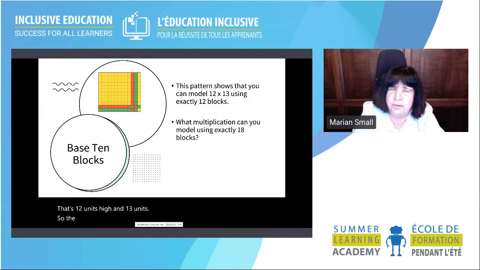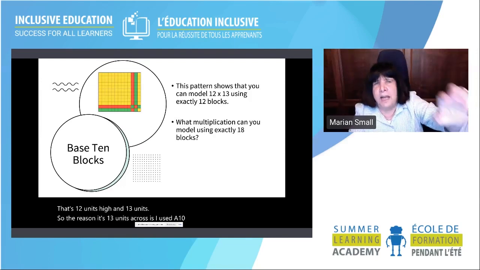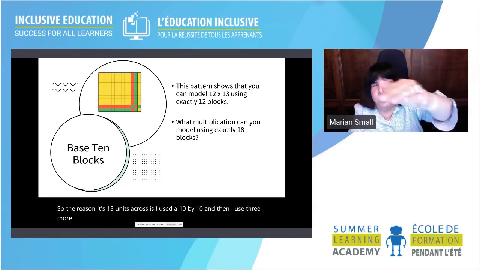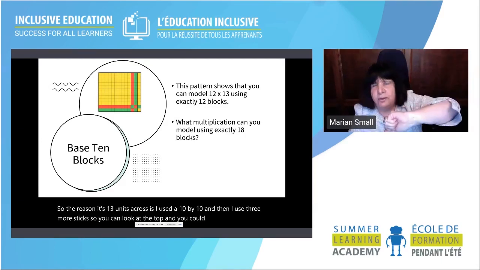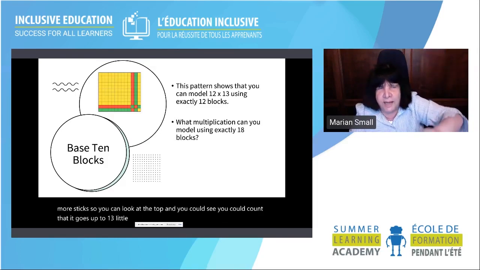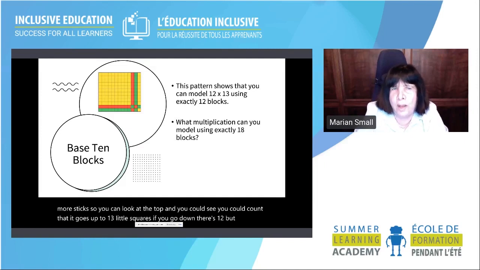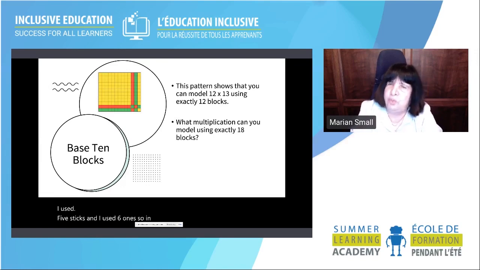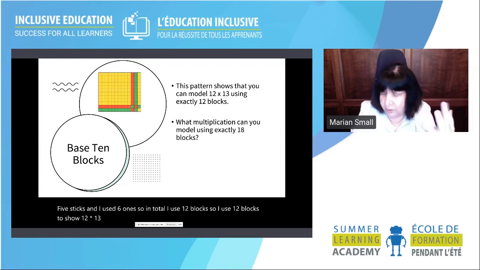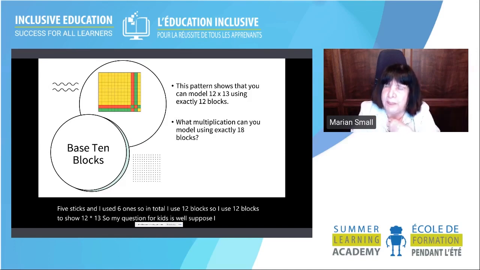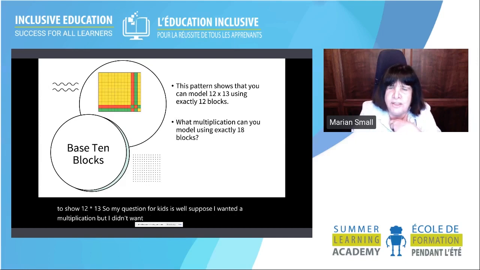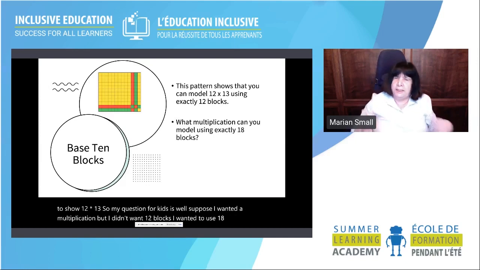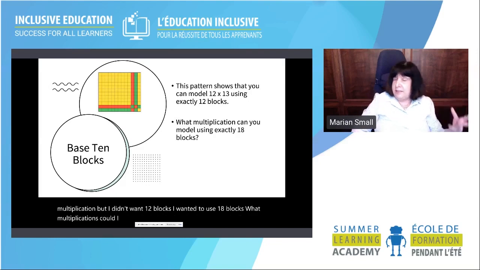So the reason it's 13 units across is I used a 10 by 10, and then I used 3 more sticks. So you can look at the top and you could count that it goes up to 13 little squares. If you go down, there's 12. But I used 1 flat, I used 5 sticks, and I used 6 ones. So in total, I used 12 blocks. So I used 12 blocks to show 12 times 13. So my question for kids is, well, suppose I wanted a multiplication, but I didn't want 12 blocks. I wanted to use 18 blocks. What multiplications could I do to use 18 blocks?